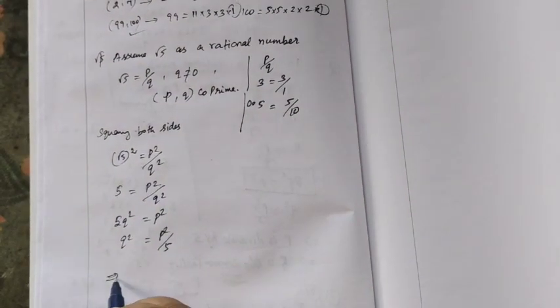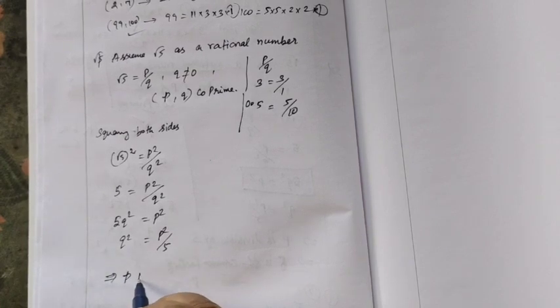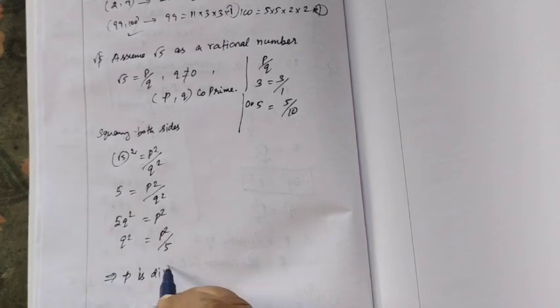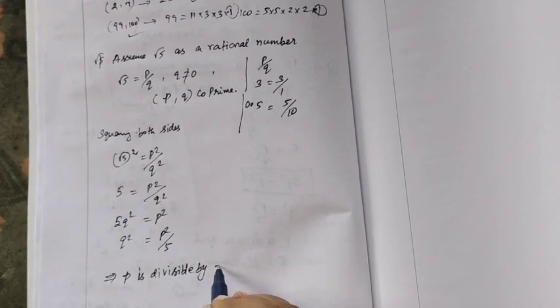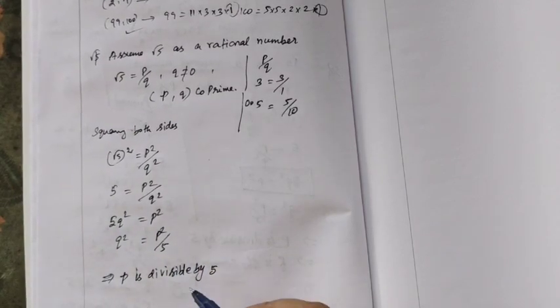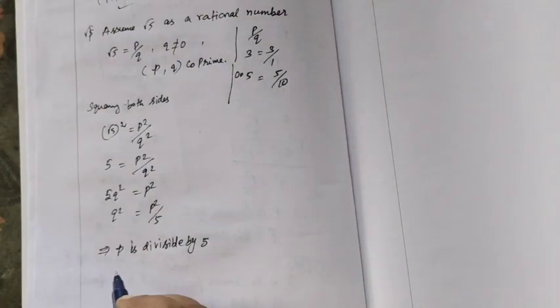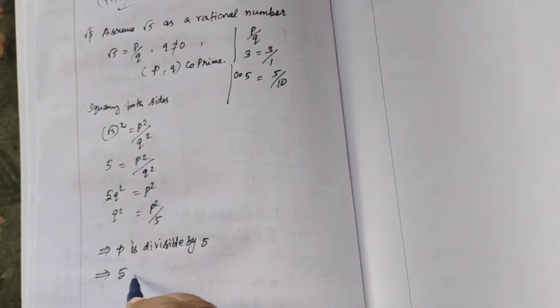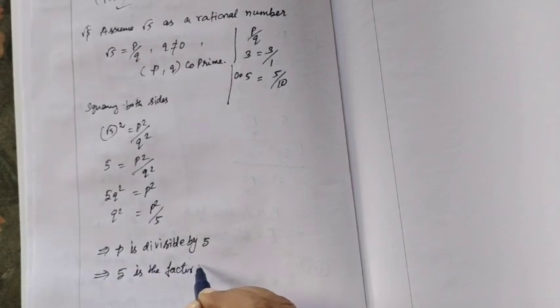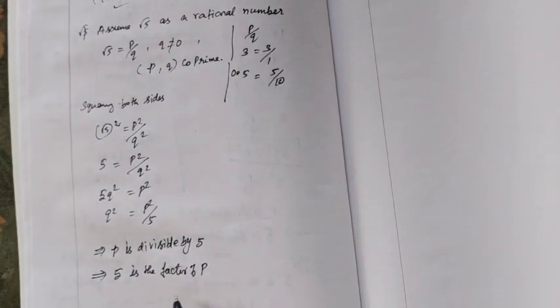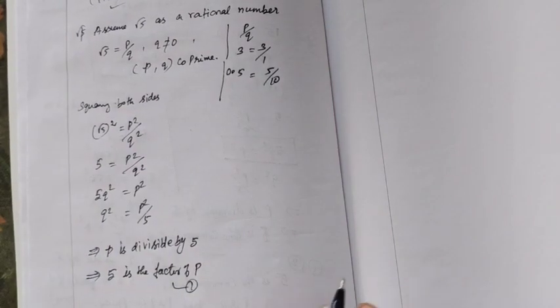Which implies P is divisible by 5. P squared is divisible by 5 means P is divisible by 5, which implies 5 is a factor of P. Mark it as 1.